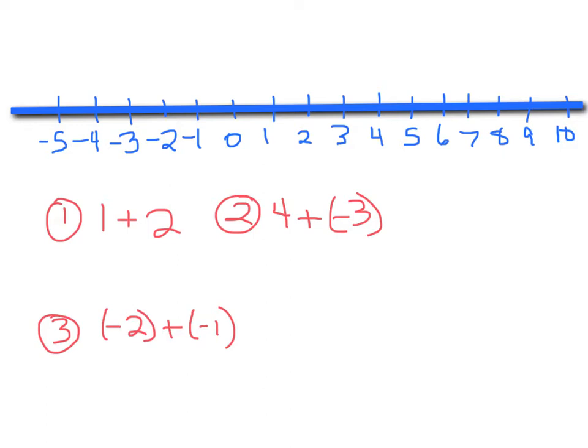Okay, the first one we have is 1 plus 2. Now, all of us know 1 plus 2 is 3. But on a number line right here, if we start with number 1 and we add 2, we get 3. That's why 1 plus 2 is 3.